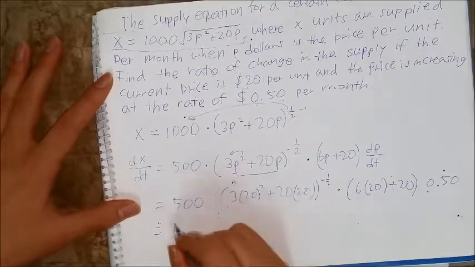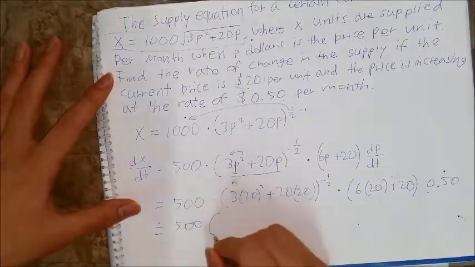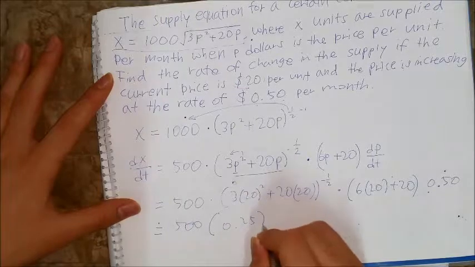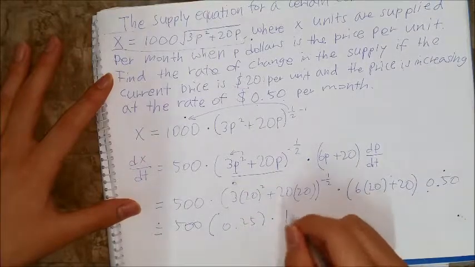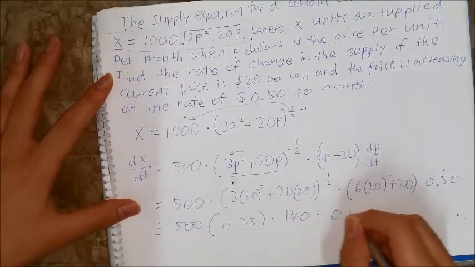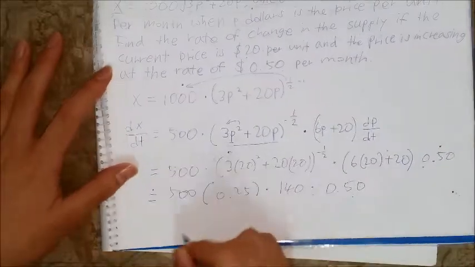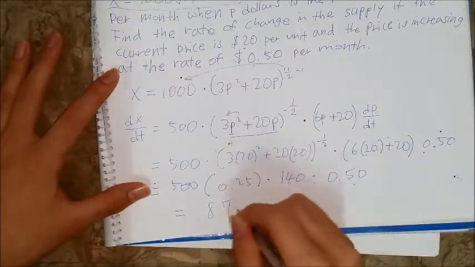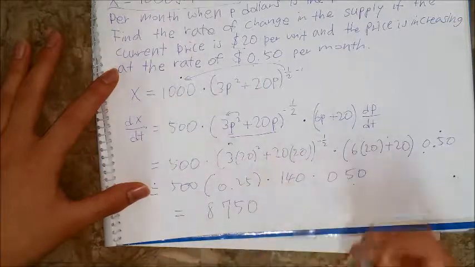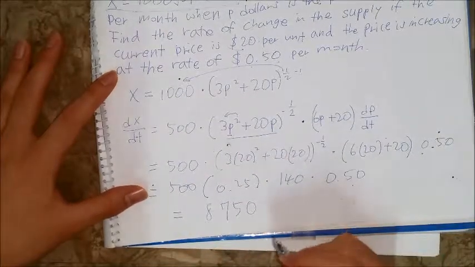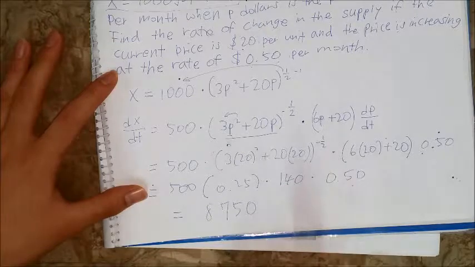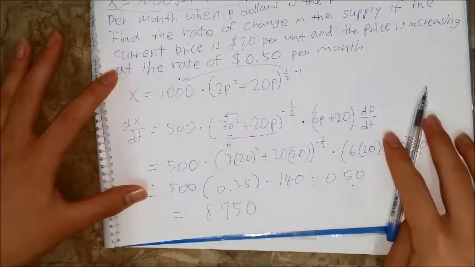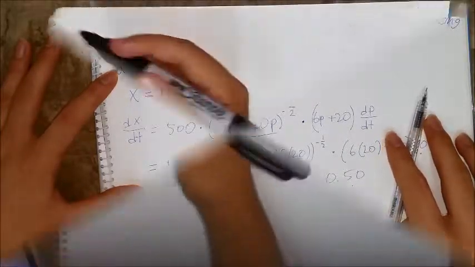So at last we get 0.25 times 140 times 0.50. So the final answer is 8,750 units.